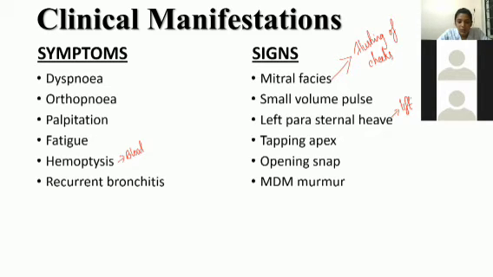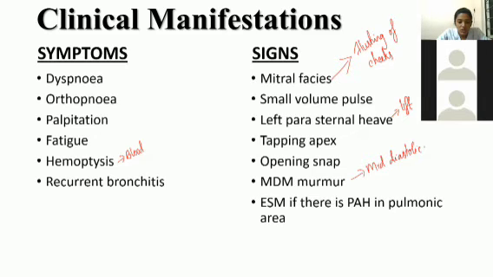Then MDM, mid-diastolic murmur. We already discussed what is systolic and diastolic murmur. So mid-diastolic murmur we can observe in mitral stenosis. Then ejection systolic murmur if there is PAH, in the pulmonic area.